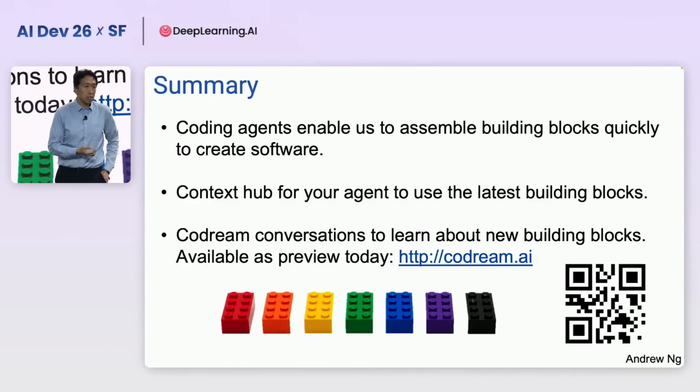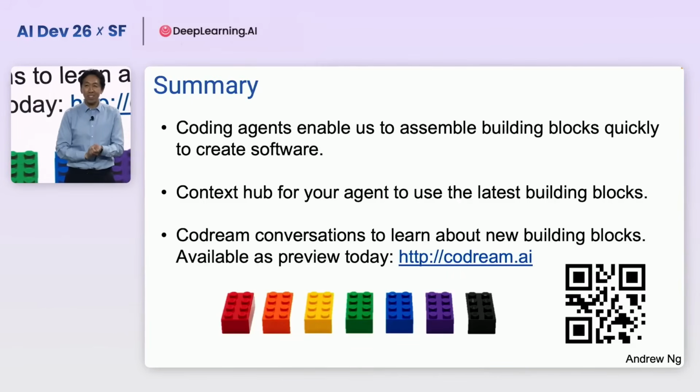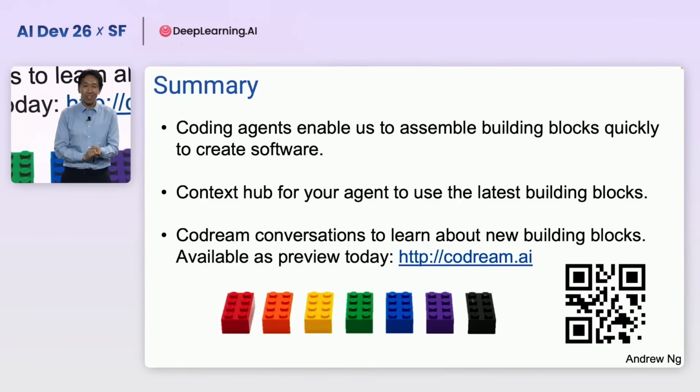And for parallel skill development, coding agents are working well, but give them access to the latest building blocks, given the right context. Context Hub will help. And for human skill development, I'm excited also to share with you the CodeDream conversations. And all of you in this room are the very first people in the world that I've shared this with outside our team. And I hope you will check this out and that it'll help you to master some new building blocks and master some new skills.